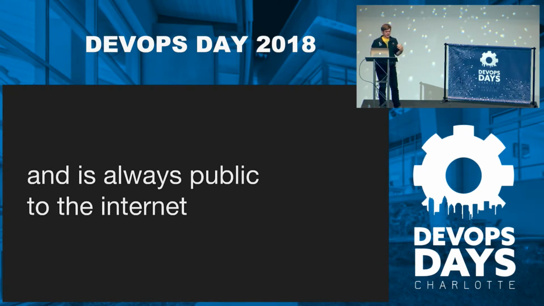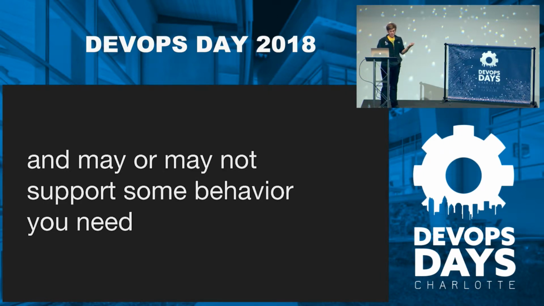Other caveats with API Gateway include API Gateways are always public to the internet, so if your security policy or whatever you're building needs to run inside an internal network, that can't happen with API Gateway right now. It may also, or may not, support some behavior you need. And the example that I can give you here is that it didn't support transmitting binary data to your Lambdas for quite a long time. It's been an option for a while now, but you couldn't do it outright.